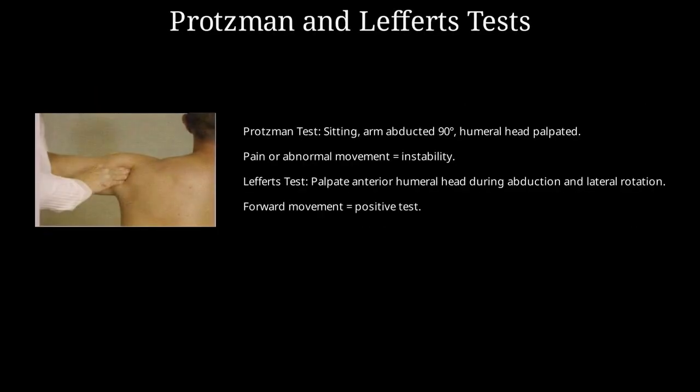The Protzmann test is done with the patient sitting, arm abducted to 90 degrees, and the examiner palpates the humeral head while moving it anteriorly and posteriorly. Pain or abnormal movement indicates instability. The Lefferts test involves palpating the anterior humeral head while abducting and laterally rotating the arm. Forward movement of the humeral head indicates a positive test.